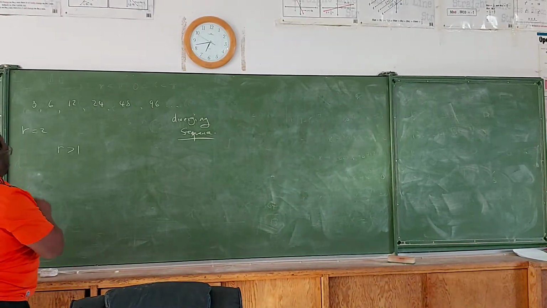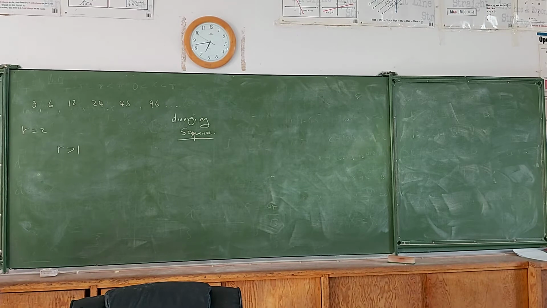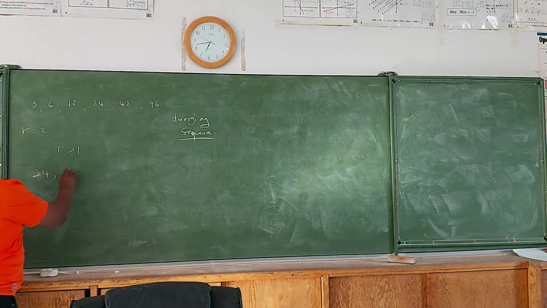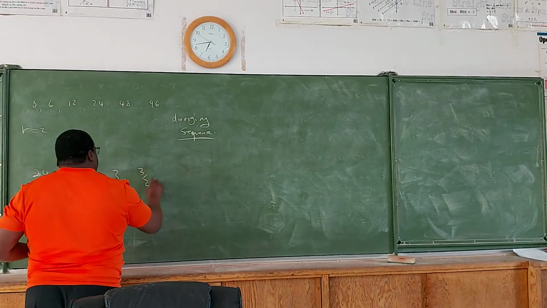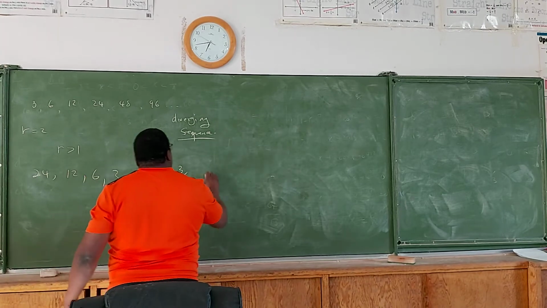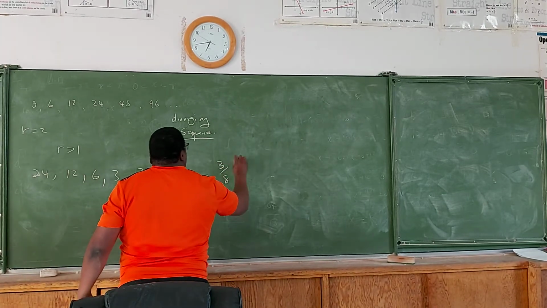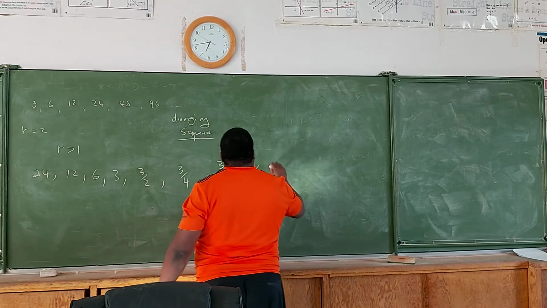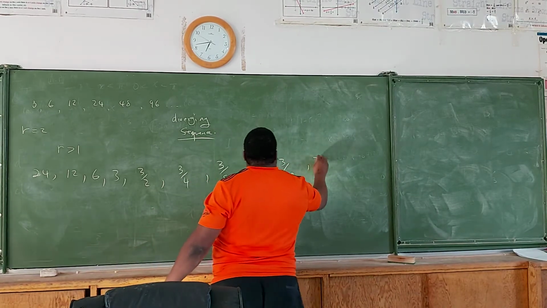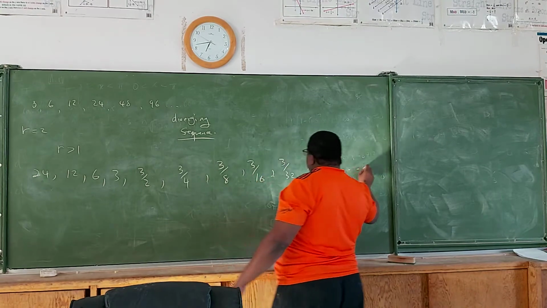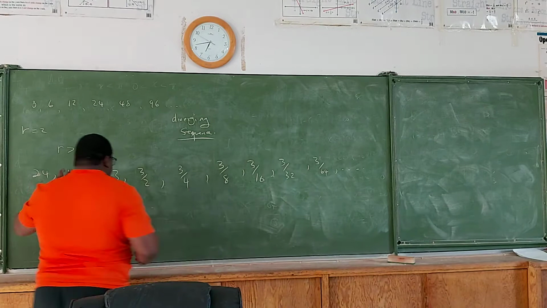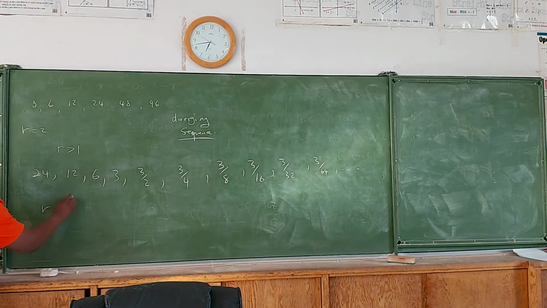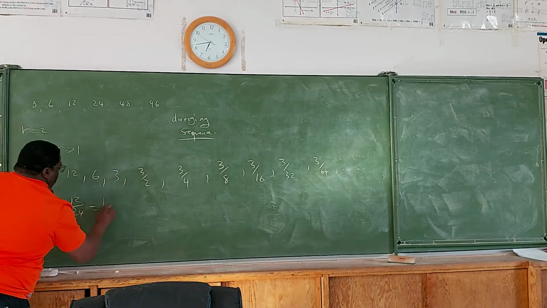But if I take a sequence like 24, that's the first term, and we find half of 24, half of that, half of that, and so on. 24 divided by 2. Here the common ratio is 12 upon 24, which is a half.